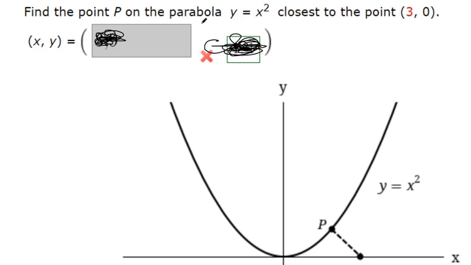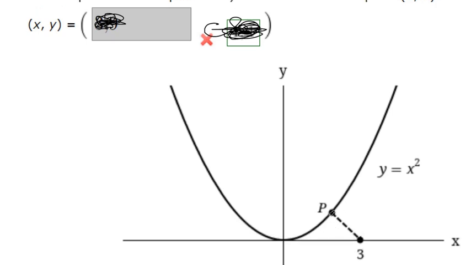We're asked to find the point on the parabola that's closest to (3, 0), so right here. So we need to create an equation for this distance, because maybe the point P is supposed to be there, maybe it's supposed to be up here, maybe it's supposed to be over here. So to create that equation, you could draw yourself a right triangle and then use the Pythagorean theorem.